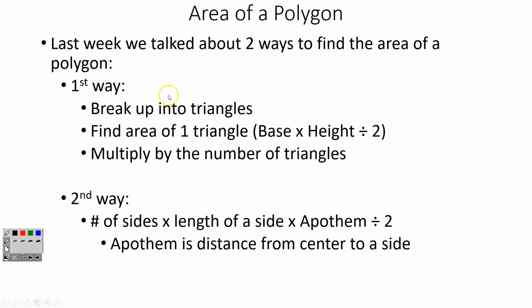So last week and during our self-start today, we talked about 2 ways to find area of a polygon. Last year, you could break it up into triangles, find the area of one triangle, and then multiply by the number of triangles. Or this year, you also learned that it could be done with the number of sides times the length of a side times the apothem divided by 2. Either one of those is acceptable.